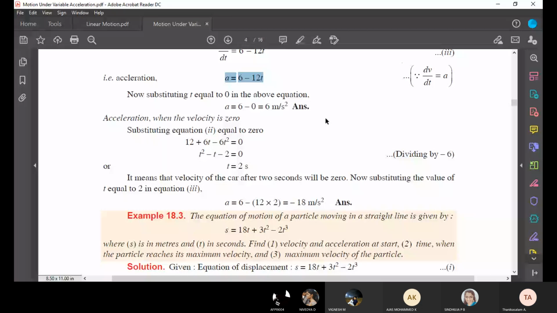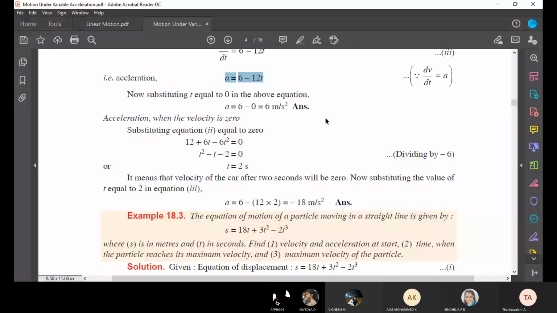Understand? Already we have the velocity equation, no? So again you differentiate a second time, and we get some equation: acceleration, small a, equal to some equation. At the starting, what is the time t? 0. So we applied that and we got acceleration. That is the first aim over.